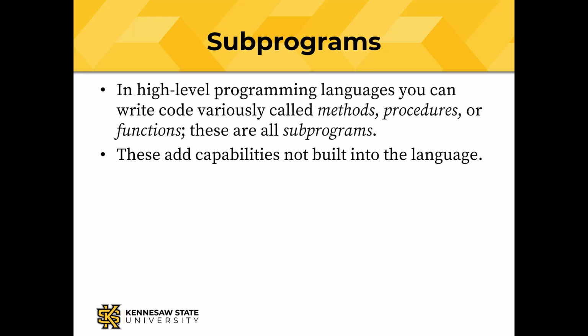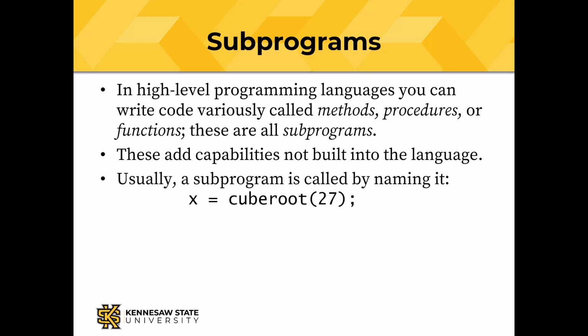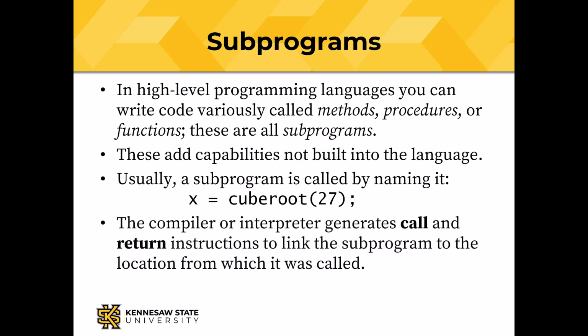For example, most languages don't have a built-in cubroot function, so we might have to write our own. Usually a subprogram is called just by naming it, so we could write x is assigned cubroot of 27, and that would cause the subprogram cubroot to run, take the cubroot of 27, and assign the value back to x. The compiler or interpreter generates a call instruction to link to the subprogram and a return instruction to return back to the main program.